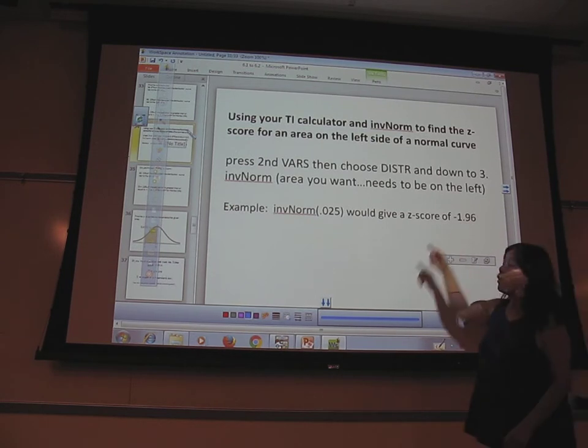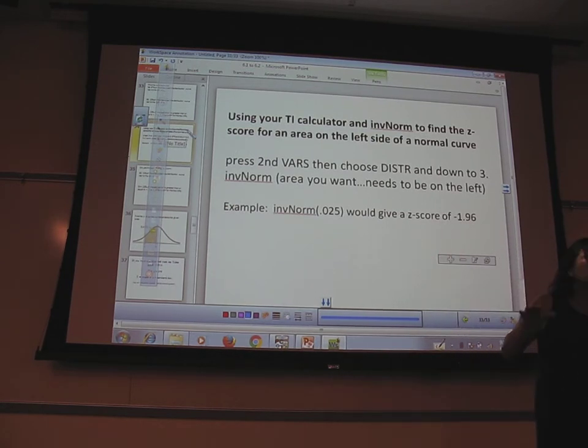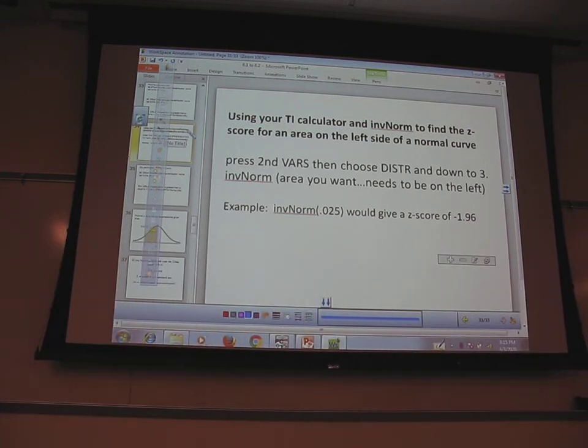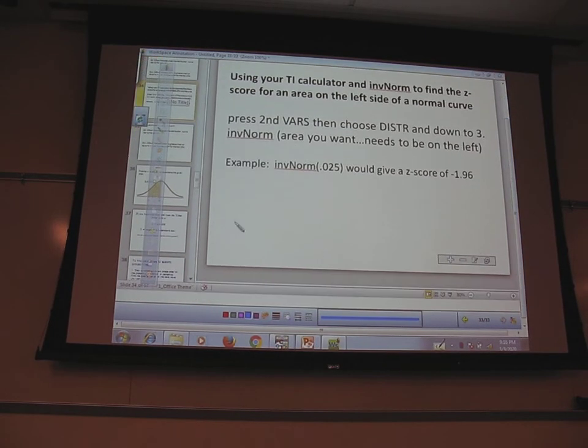Here's the thing. What you feed it is the area to the left of the z-score that you want. So, for example, inverse norm, 0.025, would give me a z-score of -1.96. So this area is 0.025. So if I do inverse norm of 0.025, it's going to spit out a z-score of -1.96.